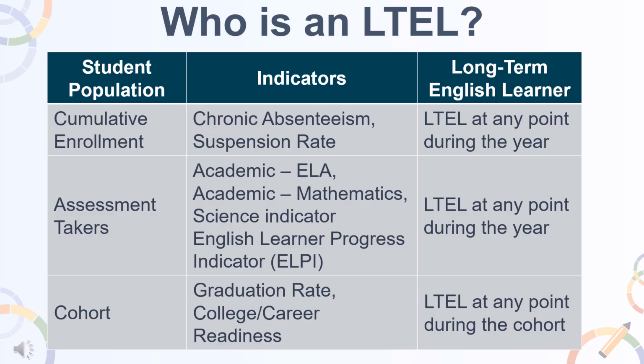Lastly, who is considered an LTEL student for reporting on the dashboard state indicators that use cohort as their population? Students will be counted as an LTEL student if the student is an LTEL at any time during the cohort. The cohort population covers the graduation rate and the college/career state indicators. For example, an EL student reaches the 7th year as an EL student in grade 11. Then in grade 12, the student reclassifies as a fluent English proficient. This student would be counted as an EL student in the graduation rate and the college/career state indicators.